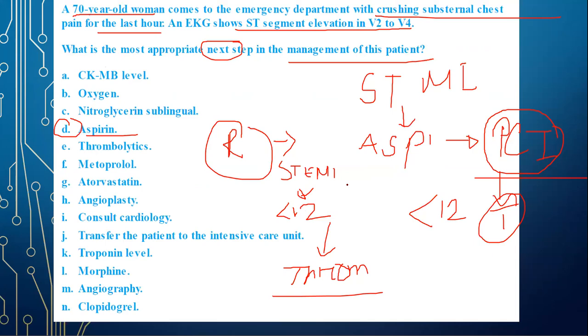What if it's not a ST elevated MI? What will you do next? If it's a non-ST elevated MI, that means the patient has a normal ECG but elevated troponin. In non-ST elevated MI, there is no indication for thrombolytics or PCI. For those patients, aspirin is a must, and after aspirin you can give heparin, low molecular weight heparin, to prevent further clot formation. Remember, heparin doesn't dissolve clot, it prevents further clot formation.